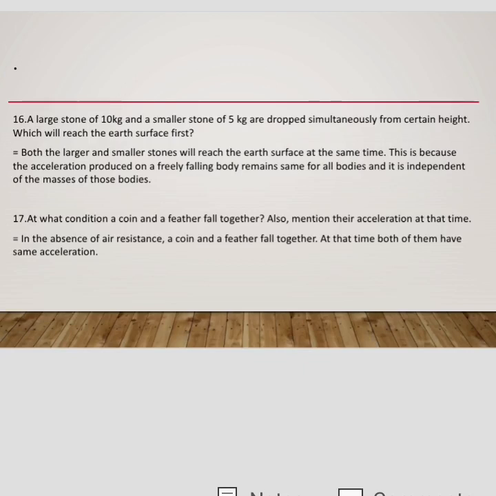Now question number 17. At what condition do a coin and a feather fall together? Also mention their acceleration at that time. In the absence of air resistance, a coin and a feather fall together. At that time, both of them have the same acceleration. So, when there is no atmosphere or no air, a coin and a feather fall together. That means they will be in a state of free fall, like on the moon or in a vacuum. And at that time both of them have the same acceleration as both of them fall together simultaneously.